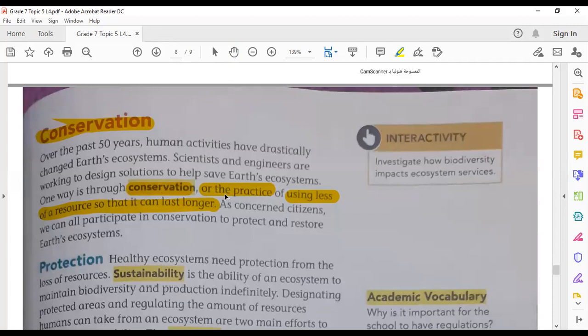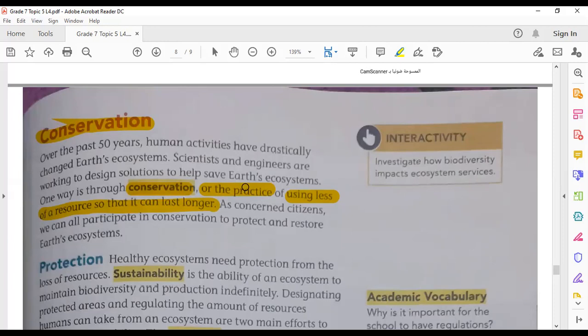Conservation is a practice of using less of a resource so that it can last longer. Suppose, for example, a forest ecosystem. We can use the forest forever, provided that we conserve it. Conservation doesn't mean that we don't use the ecosystem at all. We use it, but in a way that keeps it lasting longer, forever.